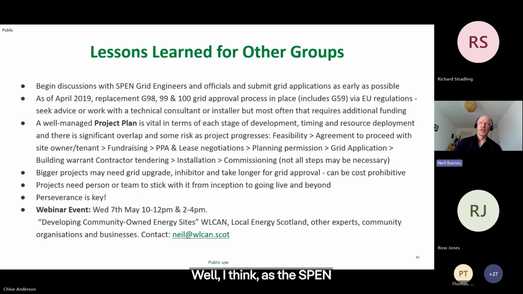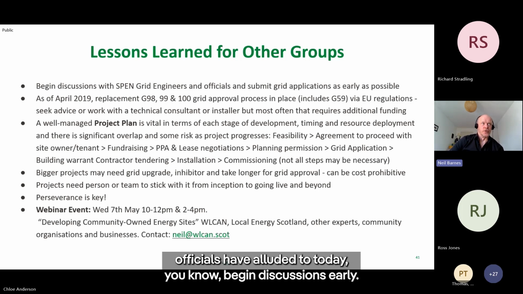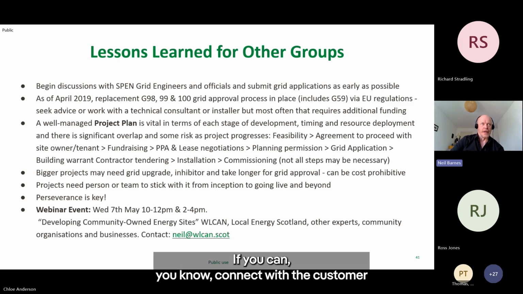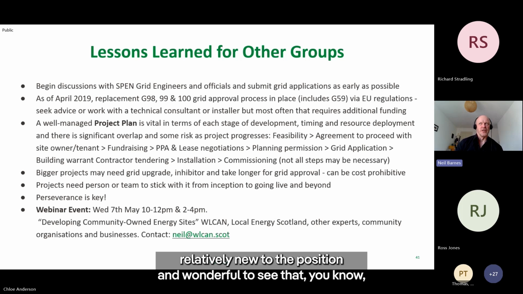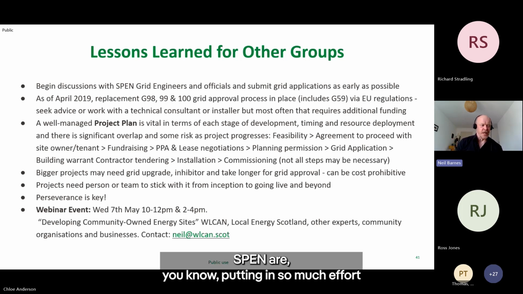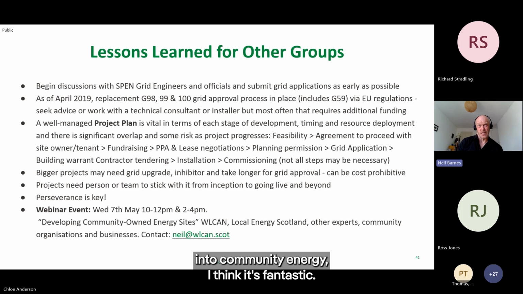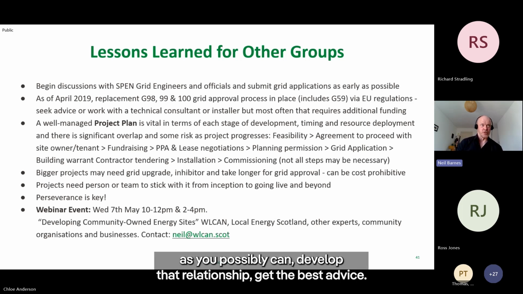Lessons learned. As the Spen officials have alluded to today, begin discussions early if you can. Connect with the customer team and the grid engineers, if you can get a hold of those as well. And I appreciate there are other professionals here that can support, including Liam himself, who is, I believe, relatively new to the position, and it's wonderful to see that Spen are putting so much effort into community energy. I think it's fantastic. But for community organisations themselves, get in touch with the right people as early as you possibly can, develop that relationship, get the best advice.